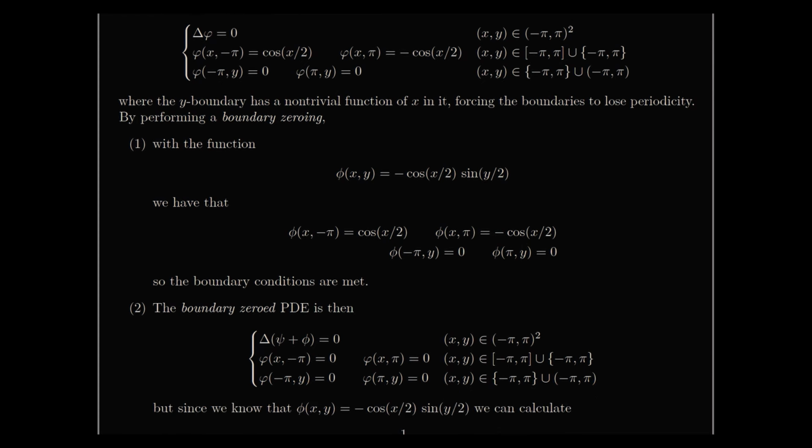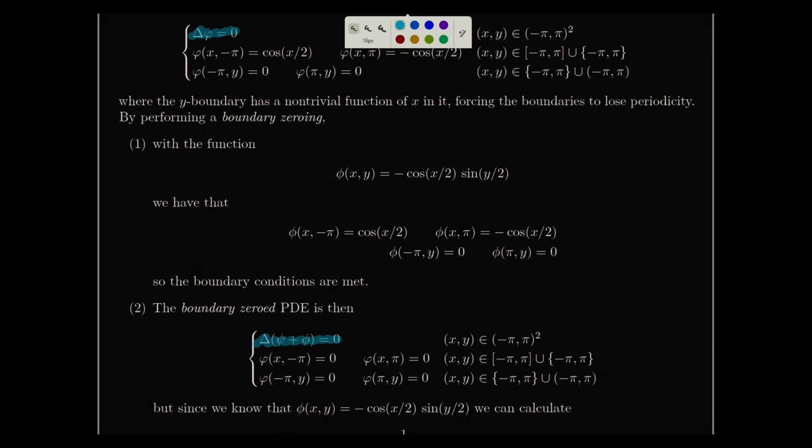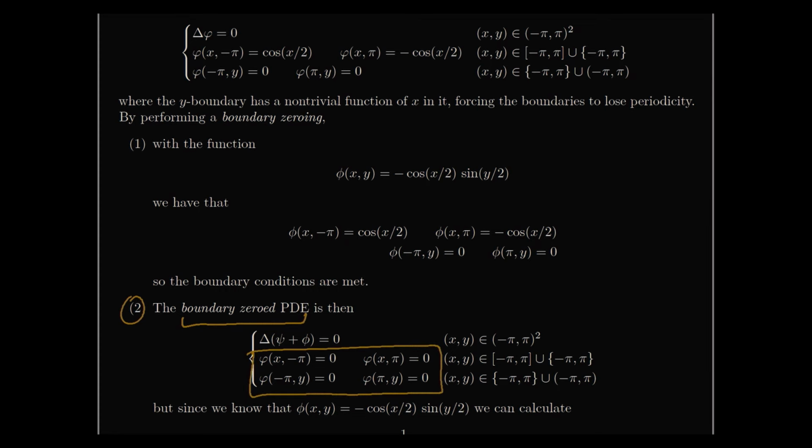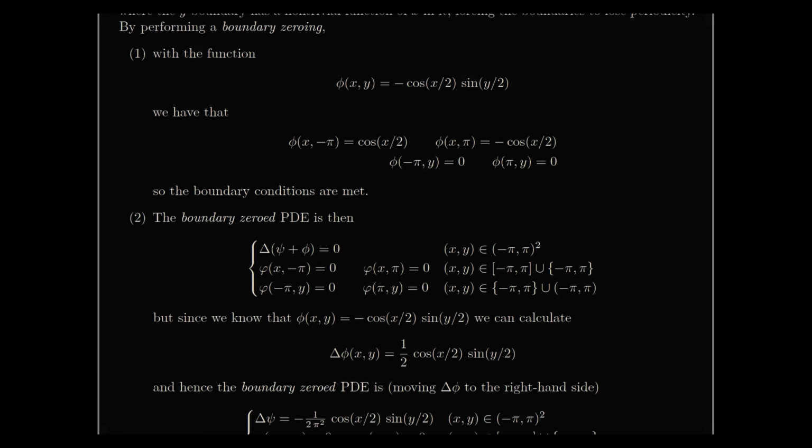Then in step 2, what I do is I grab the original PDE and I replace the phi in there with this psi plus phi, where the other phi was from step 1. Okay, so that's from step 1. I don't actually know what psi is. But phi from step 1, we know what that is. So I'm going to replace that phi with negative cosine x over 2 and sine y over 2. By the way, the boundary zeroed PDE in step 2 definitely has 0 everywhere on the boundary. It's kind of the whole point. It means my Fourier methods are going to work for this.